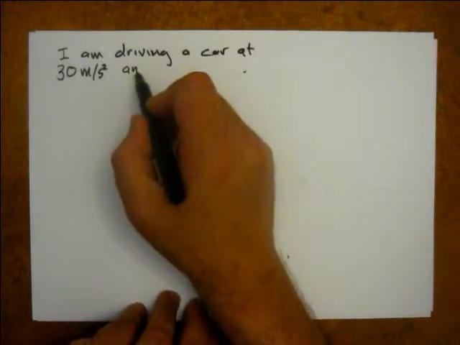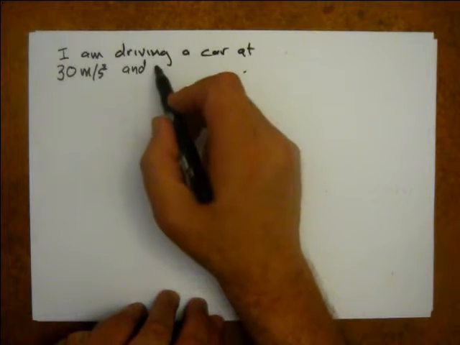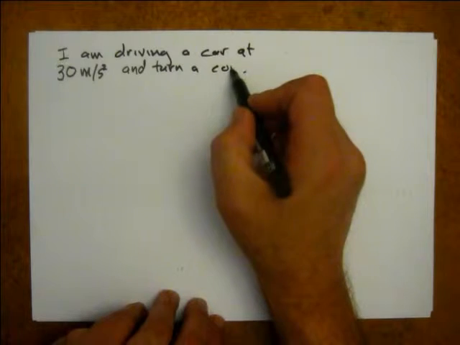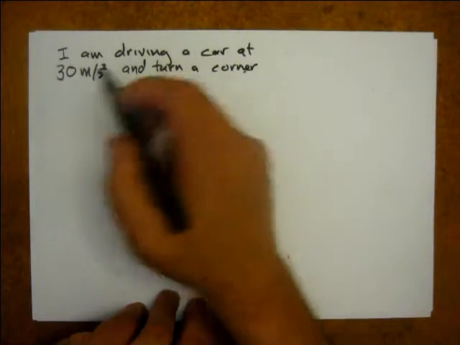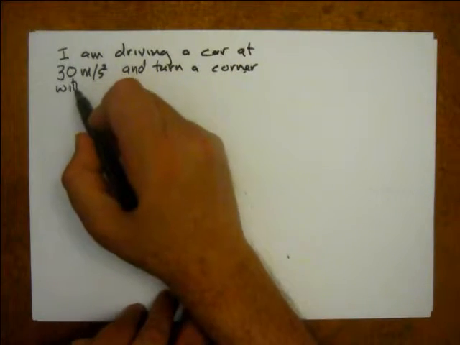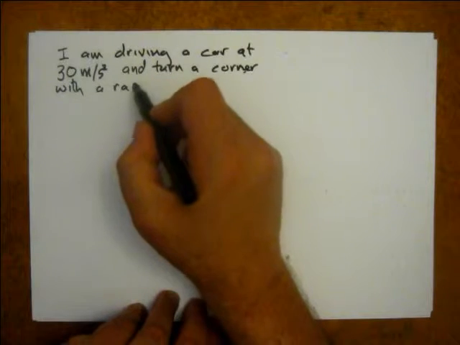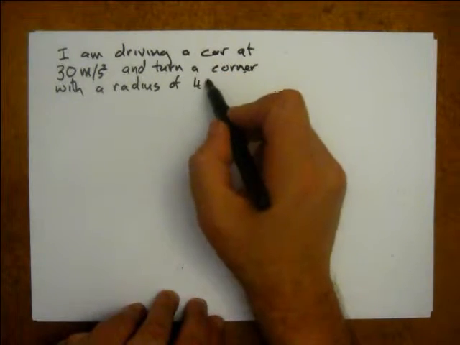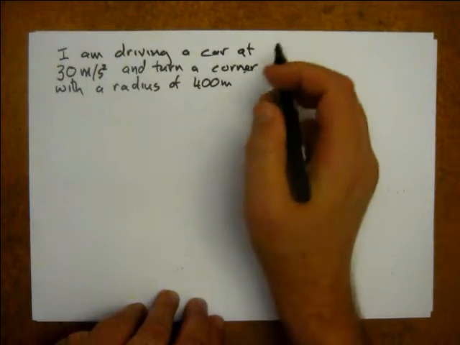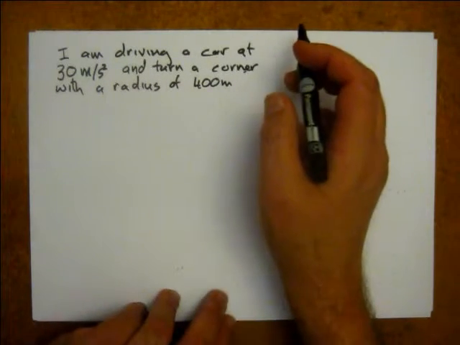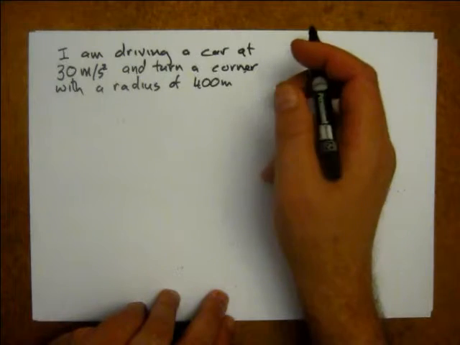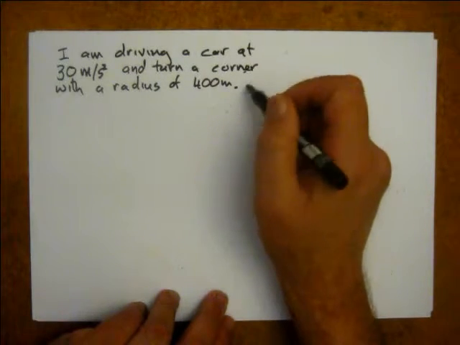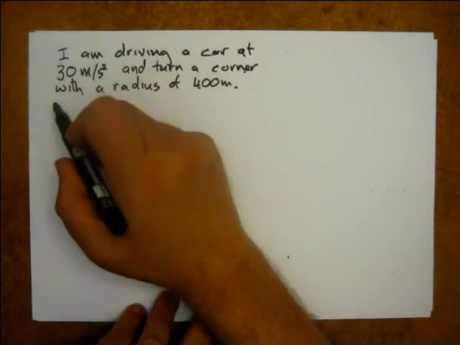At 30 meters per second, I turn a corner, and go around the corner with a radius of 400 meters. So it's not a tight corner. What is my centripetal acceleration?